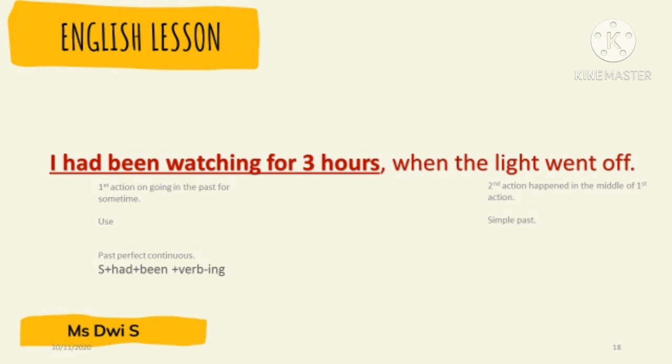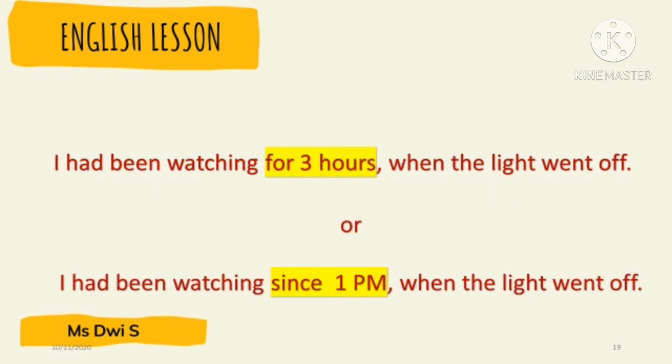Alright, and the second action happened in the middle of the first action. It is shorter and we use simple past. Wow, we use simple past in so many tenses, in so many cases. Alright, you can use for 3 hours to tell how long, or since 1 p.m. to tell about the starting point.